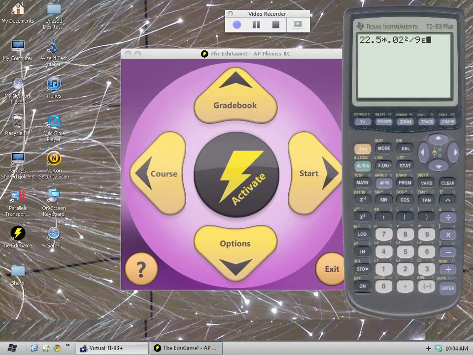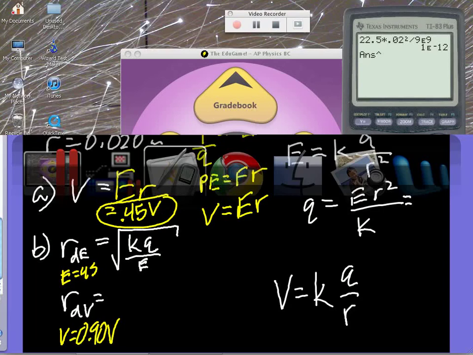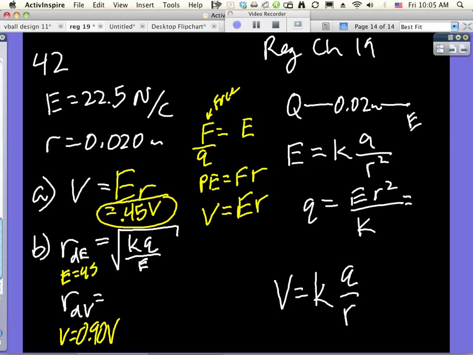Is k always going to be that? Yeah, k is a constant. So that's 1 times 10 to the minus 12. What's after nano? Pico. That's 1 picocoulomb of charge, or 1 times 10 to the minus 12 coulombs of charge. So that's how much our charge is.